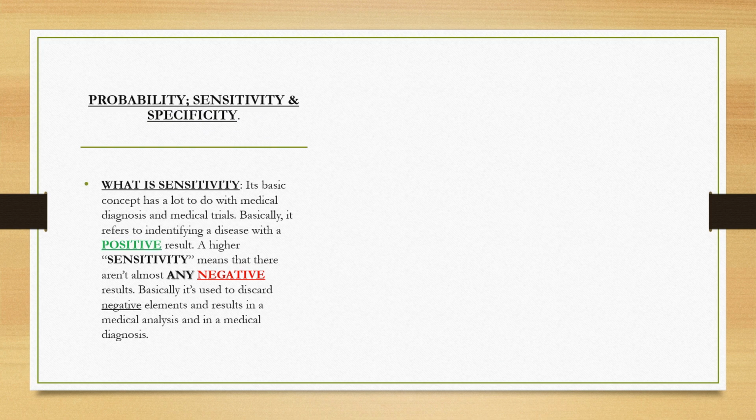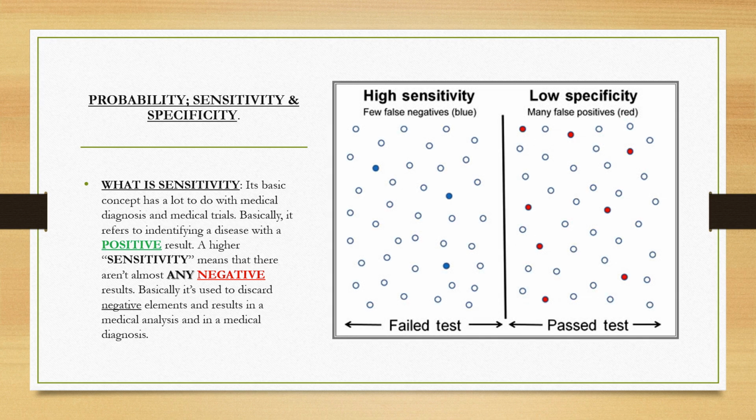Now, what is sensitivity? Its basic concept has a lot to do with medical diagnosis and medical trials. Basically, it refers to identifying a disease with a positive result, and a higher sensitivity means that there aren't almost any negative results. It's basically used to discard negative elements and results in a medical analysis and also in a medical diagnosis, as was said before.